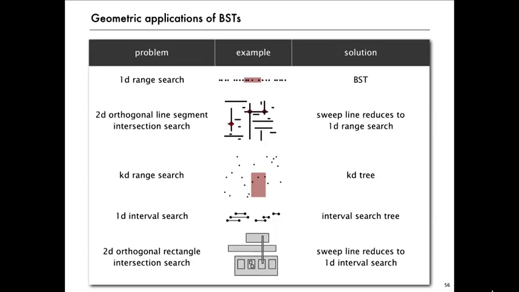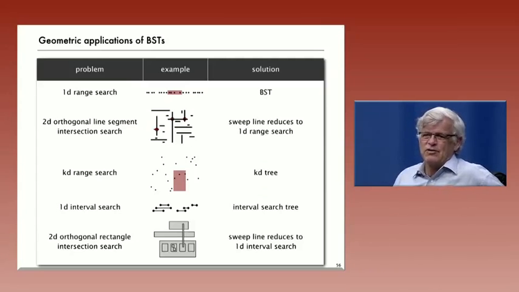Many of these problems are the basis for geometric processing of huge amounts of data that we see all over the web. And our basic search tree mentality and APIs and binary search tree data structure give us efficient solutions to these important practical problems.